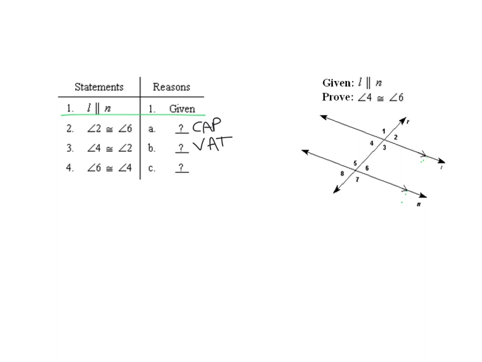Now I'm bumping up to 6 and 4. Well, we already know that 6 and 4 are congruent because they're alternate interior. But if you look at this proof, I have angle 2 is congruent to angle 6 and angle 4 is congruent to angle 2. So I'll write it out like this. Angle 6 is congruent to angle 2 and angle 2 is congruent to angle 4. We can bypass this middle part and say angle 6 congruent to angle 4 by transitive.